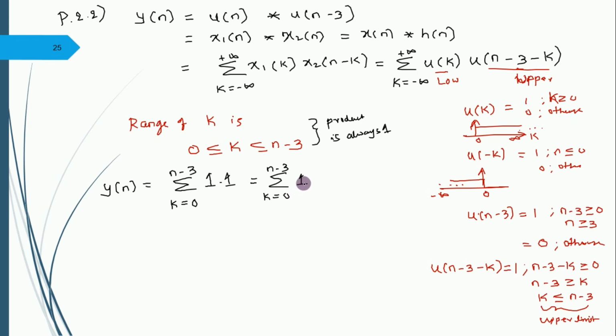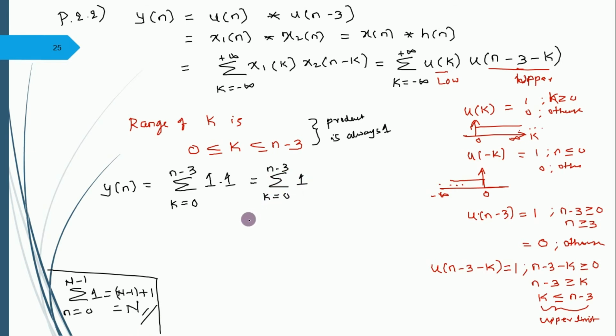What's the meaning? Adding 1 so many number of times. How many times? n minus 3 times. And there is a standard form for this. We had come across this in the first chapter. I'll write it here: summation n equal to 0 to n minus 1 of 1. This is a standard form. If I add 1 till n minus 1, it is whatever upper limit I am having plus 1. It will result in n.